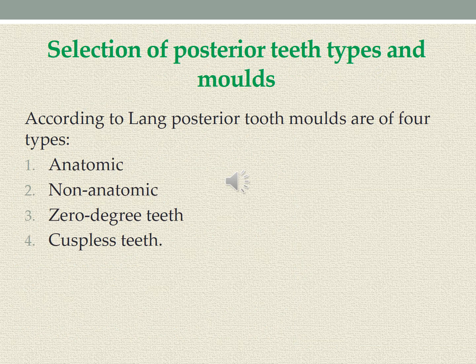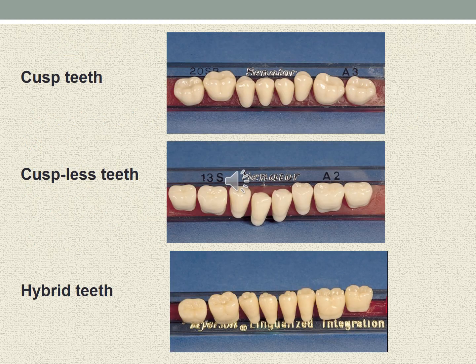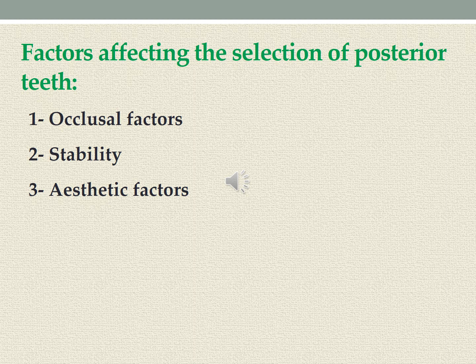We don't only select anterior teeth, we also select posterior teeth types and molds. So according to Lang, posterior teeth are of four types. They are anatomic, non-anatomic, 0-degree teeth, or cuspless teeth. Another classification of posterior teeth according to their cusps, we can say cusp teeth, so teeth with anatomic cusps, or cuspless teeth, which means flat occlusal surfaces, no cusps there, or hybrid teeth, which means a combination between cusp teeth and cuspless teeth. The factors that affect the selection of posterior teeth are occlusal factors, stability of the dentures, and aesthetic factors. We'll talk about them separately.